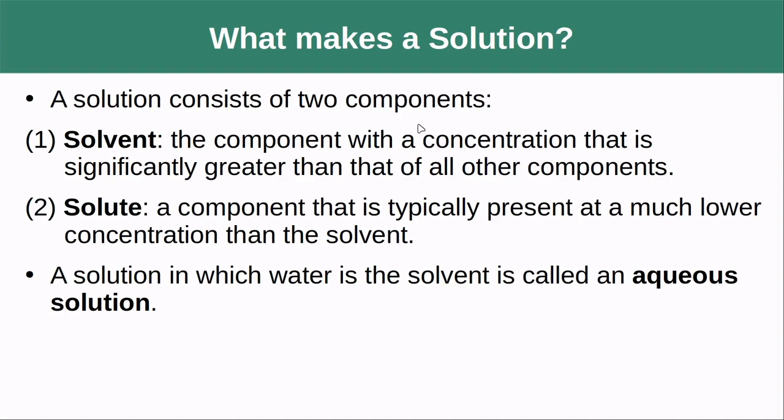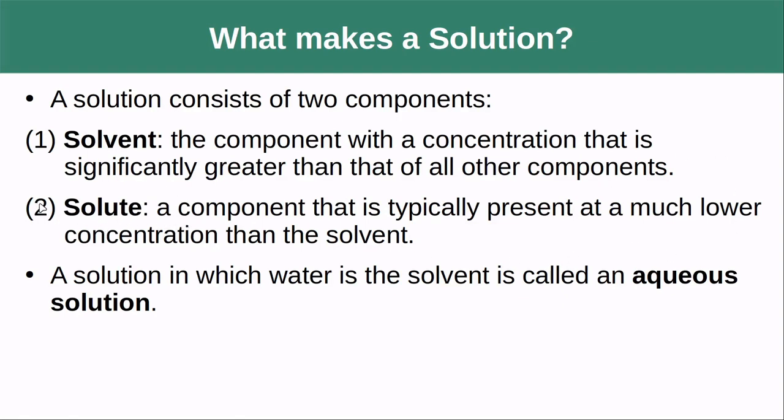Basically, a solution consists of two components. We have the solvent. This is the component with a concentration that is significantly greater than all the other components. So whatever pure substance is the majority of your mixture is going to be the solvent. Going back to our example of coffee, our solvent would have been water, because if we analyzed it, we would see that we have more water molecules, more water by mass than any other component in that mixture. A solute is a component that is typically present at much lower concentration than the solvent. So the things that we put into our solvent are our solutes.